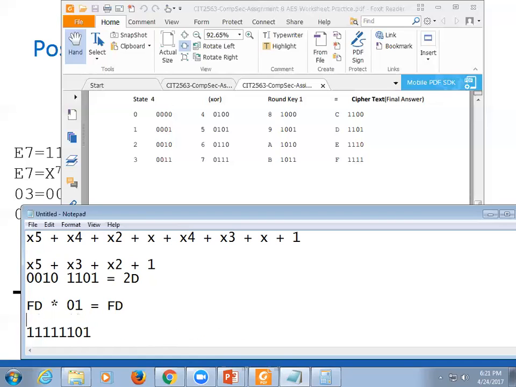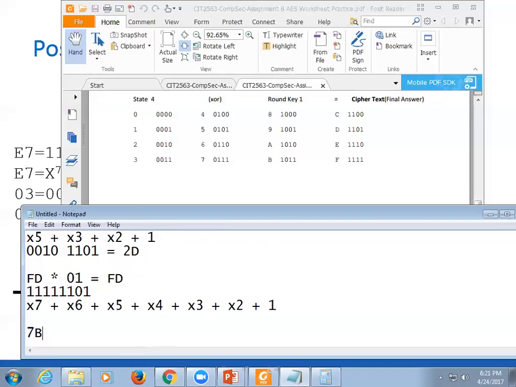Okay, let me pick the last one. Let's do, how about 7B? Is that a good choice, David? Yeah, 7B, but it's 01, so it's 7B. So what is the 4th one? The 4th one on this list is 7B and 01. So the answer is 7B. 7B times 01 equals 7B.